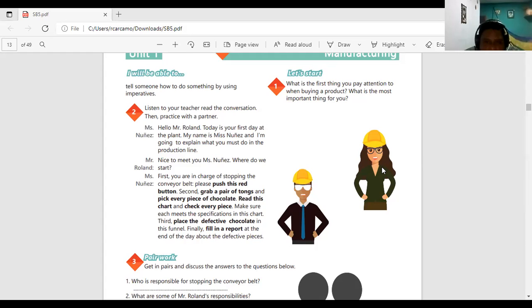Any other question? Student: Teacher, chart? Chart, this one. Yes. Read this chart. A chart is like a sign, right? Como un cartelito, we would say. Something like a sign with some directions probably. So that's why it says, read this chart and check every piece. Probably this chart contains instructions so that this person can do that specific part of the job. So there you go. Thank you. Nice. Any other word?